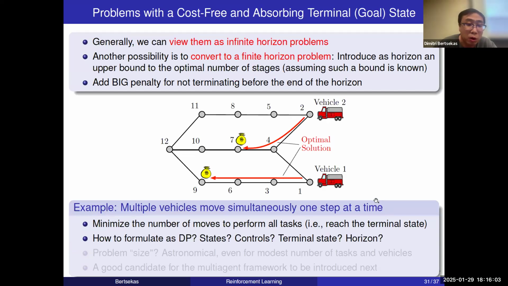So in this problem, you will define the states, the control, the terminal state and the horizon. Start with states. What do you think can be a good candidate for state in this problem?